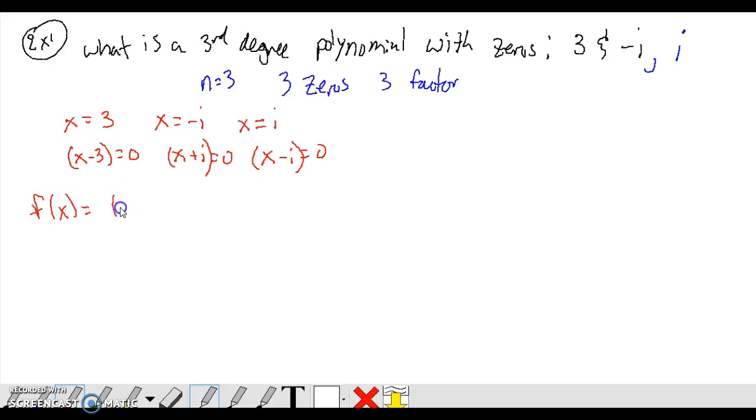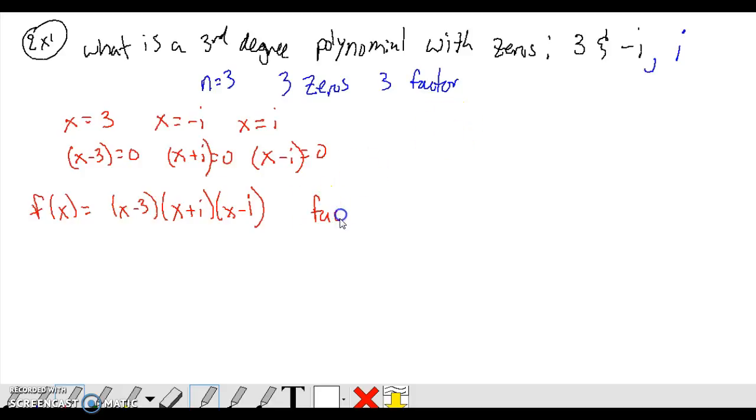f of x is equal to x minus 3, x plus i, and x minus i. If I told you to write it as a linear factorization, this is a linear factorization. All of the terms are linear, x, x, x, and it is all in factored form. But that's not what I'm asking. I want a third degree polynomial. Technically, this is also a third degree polynomial. Let's be more specific.